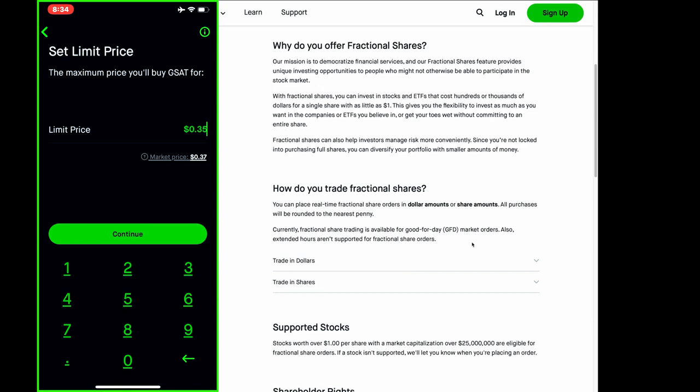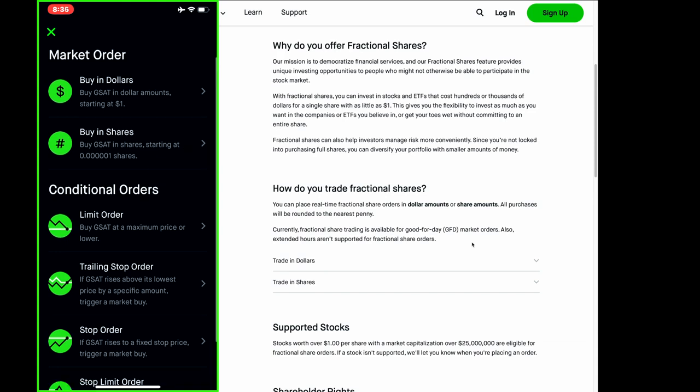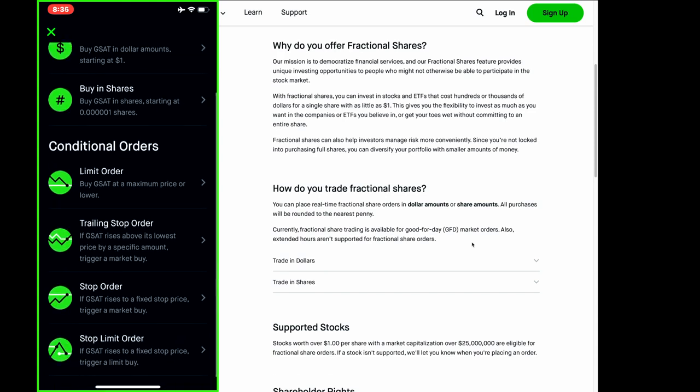So as you can see, we can continue. I won't do that. So there you have it. You've got the market orders, which are the buy in dollars, buy in shares, your conditional orders, which is limit order, trailing stop order, and stop limit order. Now, there's many ways to play some of these, and I'm not going to go over all of those options, but I think you get a pretty good idea of how you can use each one.